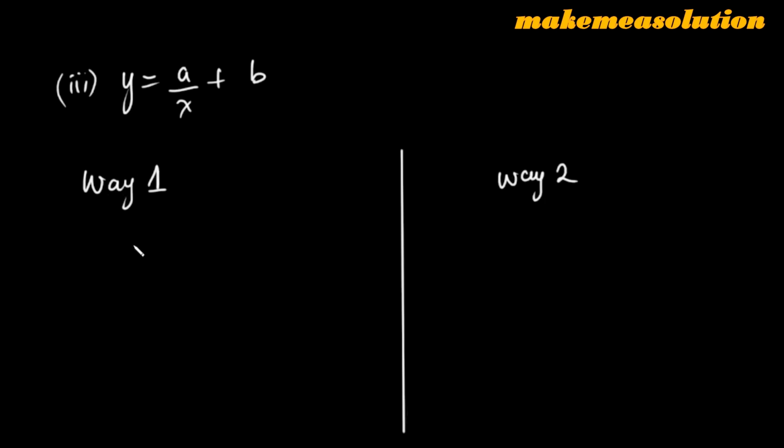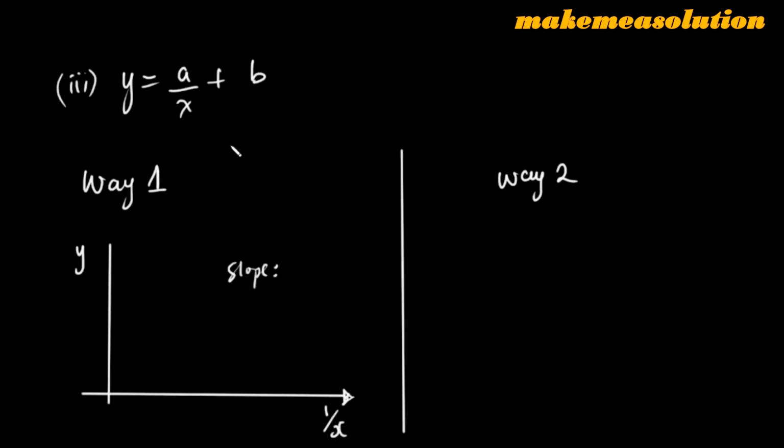Now, in way one, someone will just decide to plot this equation like this. On the y-axis, he will decide to plot y. On the x-axis, he will decide to plot 1 over x. The slope will still remain A and the intercept will remain B. Someone will decide to plot it like this, because the idea is that y is equal to A bracket 1 over x plus B. So if you use capital Y is equal to A capital X plus B, you discover that your capital Y is equal to y and your capital X is equal to 1 over x. Is that okay? And you can write it like this.